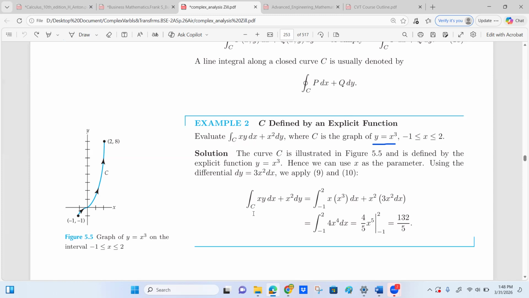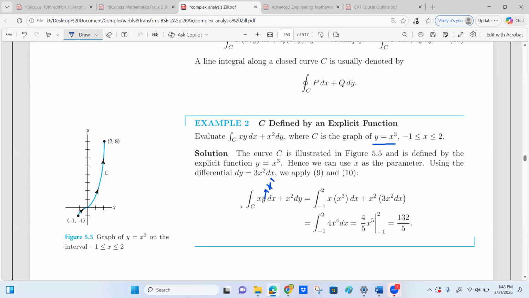So the integral over c of x y dx plus x square dy. Okay, x is already there, but we put in the value of y. The y value is given, y is equal to x cube. So dx plus x square and dy. dy is equal to 3x square, so dy is equal to 3x squared dx.